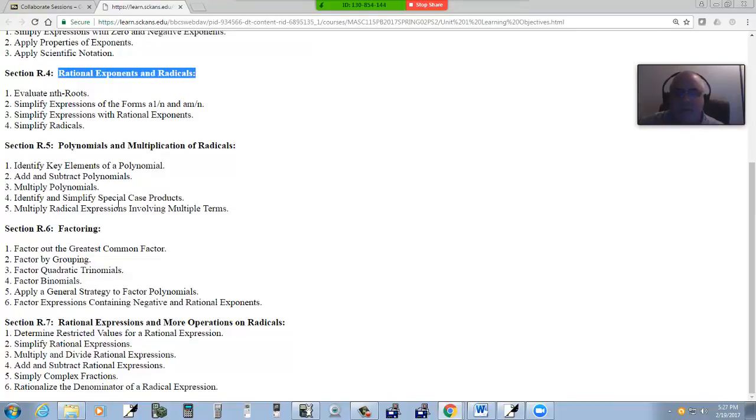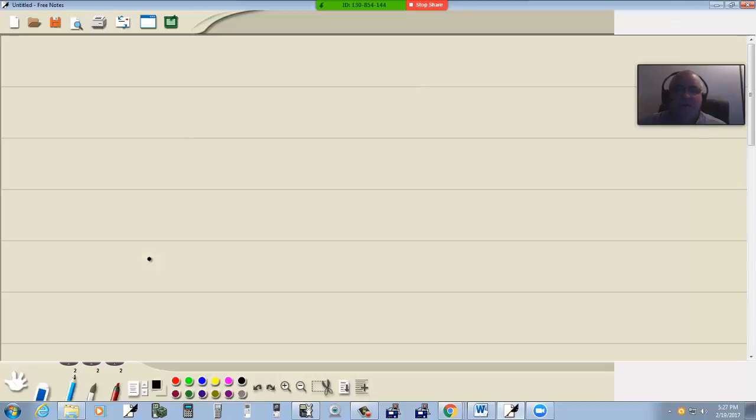Now, next thing they're talking about is evaluating expressions of this form. So let's talk about that. First, let's talk about square roots. Square root of 7. Now I can rewrite this in fractional power form as 7 to the 1/2.